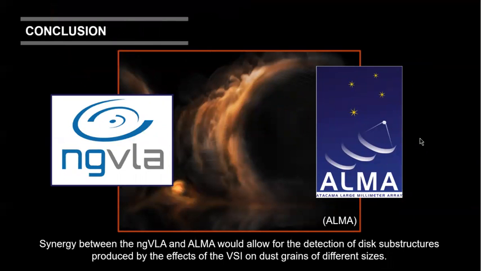So to conclude, the NGVLA will revolutionize the field of planet formation, but it's still a long way ahead. ALMA at its current capabilities has already detected similar features like local concentrations and dark rings. Future observations with ALMA at longer integration times can reveal some of the more narrow features like arcs in the outer disk regions predicted by the vertical shear instability. Synergy between the two interferometers would allow us to detect disk substructures produced by the effects of VSI on dust grains of different sizes.